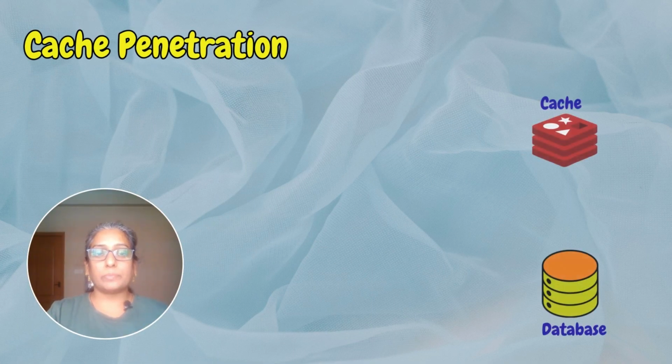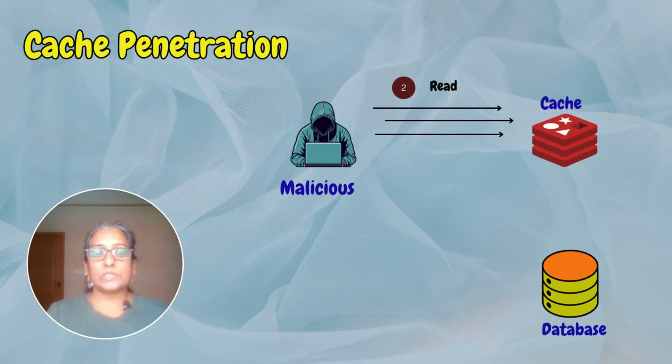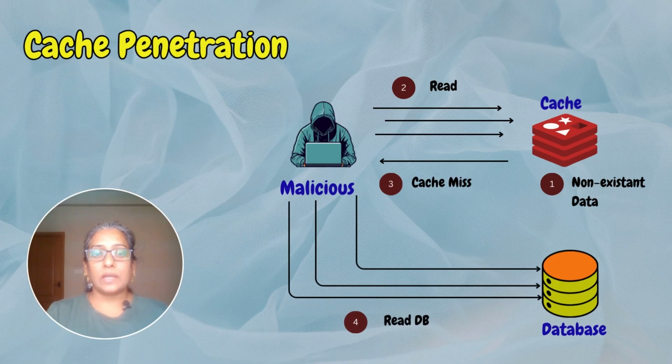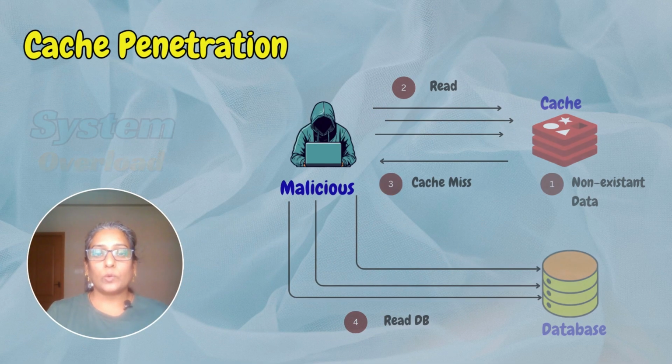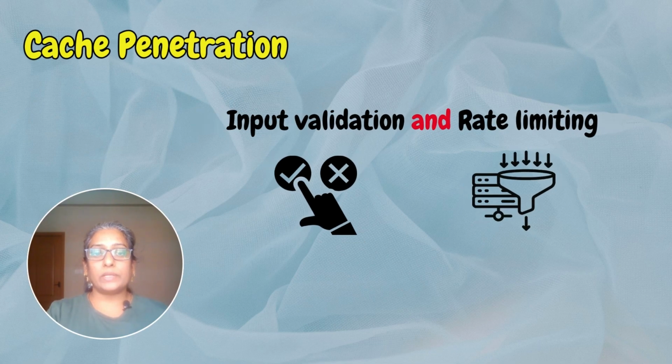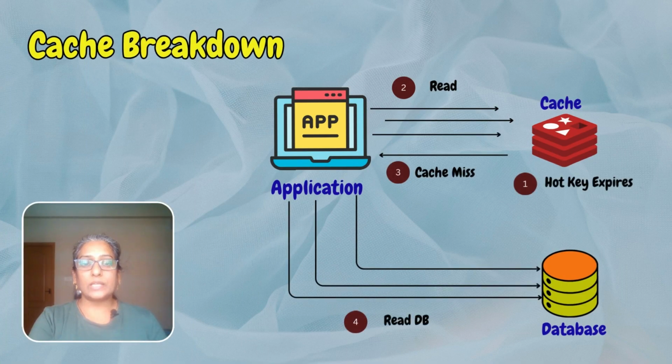Cache penetration happens when malicious users bombard the system with requests for non-existent data. This causes a cache bypass and causes unnecessary load on the back end. One solution could be to implement input validation and rate limiting to mitigate the impact of cache penetration attacks on the system.